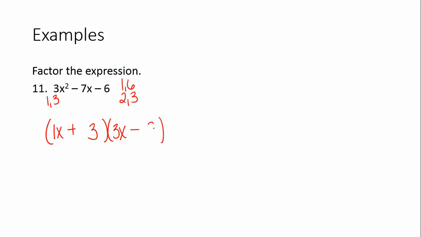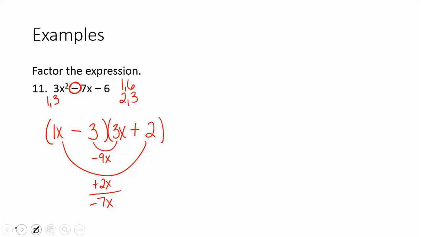I need the 3 here and the 2 here. That gives me 9x. This gives me negative 2x for a positive 7x. But notice I want a negative 7x, which means I'm going to switch my signs. I'm going to make the first sign negative. That gives me negative 9. The back now gives me a positive 2, which is negative 7x. So we have 1x minus 3 times 3x plus 2.